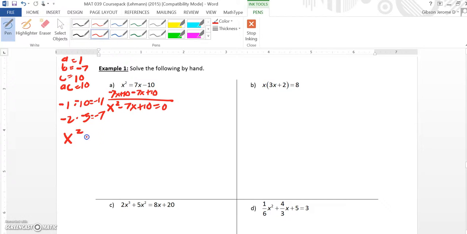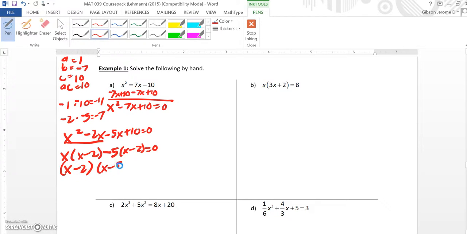So we will have x squared minus 2x minus 5x plus 10 is equal to 0. Now we group the first two values, we can factor out x, and we will have x minus 2 left. We group the second two terms here, but if you notice, the first of our second two terms is negative, so whatever we factor out must be negative. So we can factor out a negative 5, and that will give us x minus 2. So we will have x minus 2 and x minus 5, and both multiply equals 0.